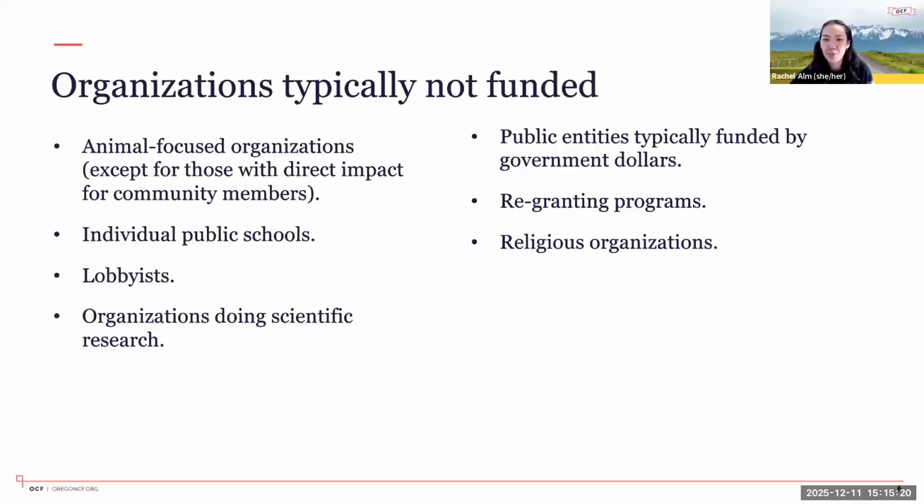Thanks, Itzel. So there are some areas of work that we typically do not fund through this community grants program. These include animal-focused organizations, except those with direct impact for community members, individual public schools, lobbyists, organizations doing scientific research, public entities typically funded by government dollars, re-granting programs, and religious organizations. If you have questions about whether your work falls under these categories or would like to discuss your specific case, you're welcome to reach out to your regional program officer. We're happy to talk through it. And now I'll hand it to Kua to talk about our priority populations.